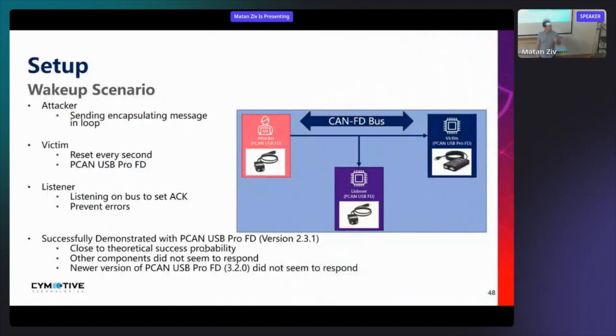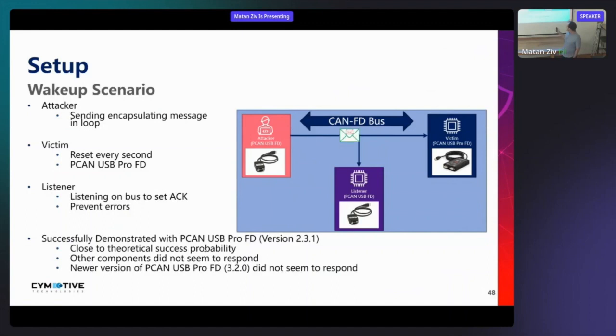So let's first talk about the wake-up scenario. I will remind you, the wake-up scenario is a scenario in which a component wakes up when a message is currently being sent, and it will start sampling a new message in the middle of a message that is currently being sent. So for this setup, we used 3 components.